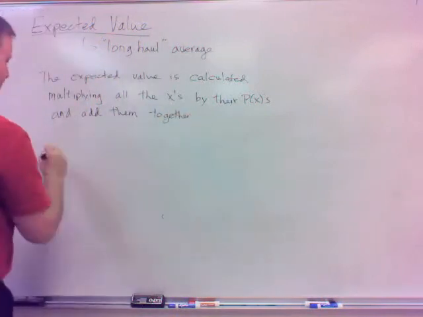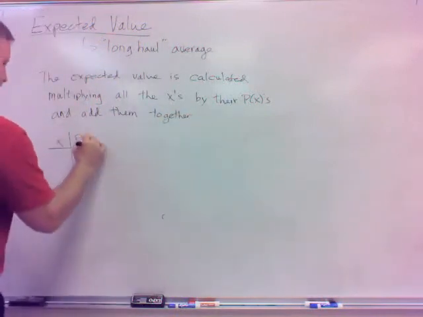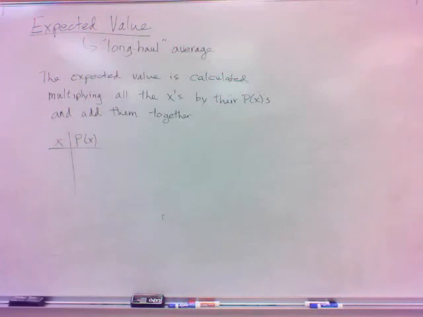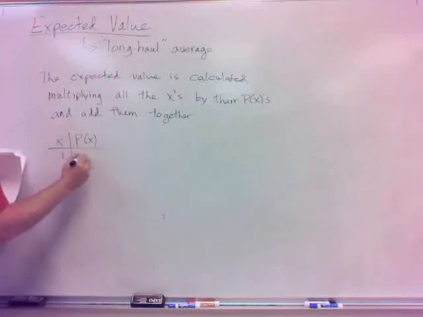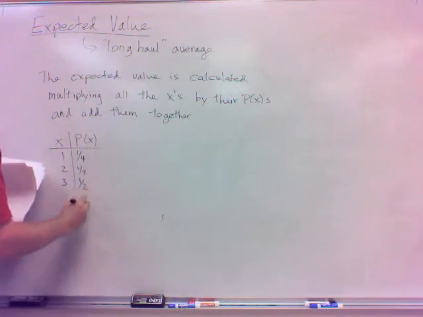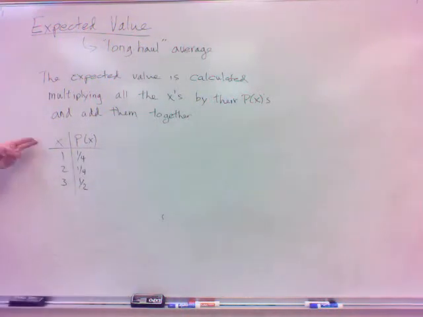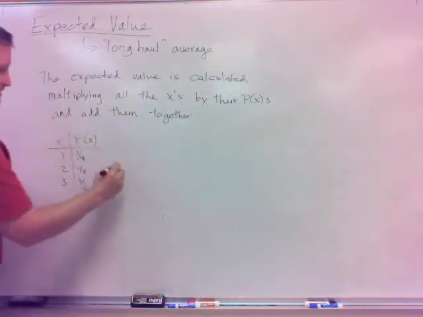For example, if I have x and p of x, let's just say it was 1 and 1/4, 2 and 1/4, and 3 and 1/2. Remember that? I did that example, probability distribution. So the expected value is calculated by multiplying all the x by their p of x's from this probability distribution and adding those together. So here's what that means.